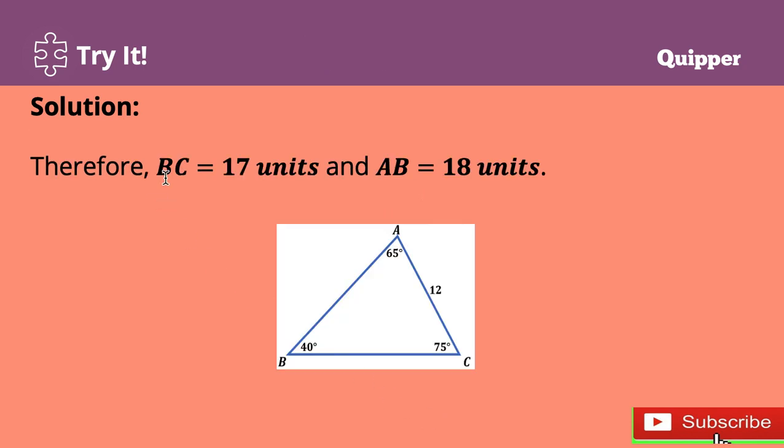Therefore, side BC, that is side a, is equal to 17 units, and side AB, or side c, is equal to 18 units.